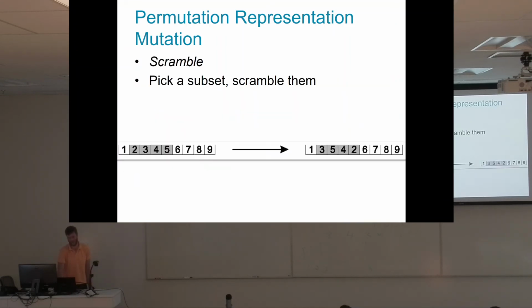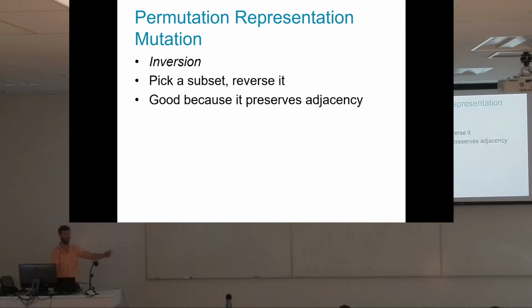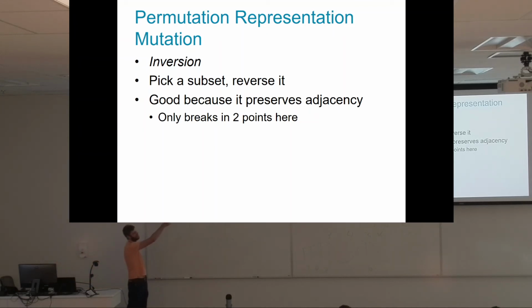Scramble: pick a subset and scramble them. Cool. This is just a bigger version of swap, really. It's just doing it in more spots. Inversion: pick a subset and reverse it. That's an interesting one. In fact, we'll come back to this one. So pick two points. What's cool about this one is it preserves a lot of the adjacency, and only breaks the adjacency at the two points I pick. So for inversion, I have a string, pick this point, and then flip it.